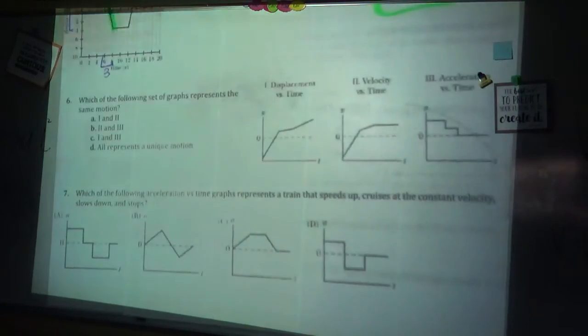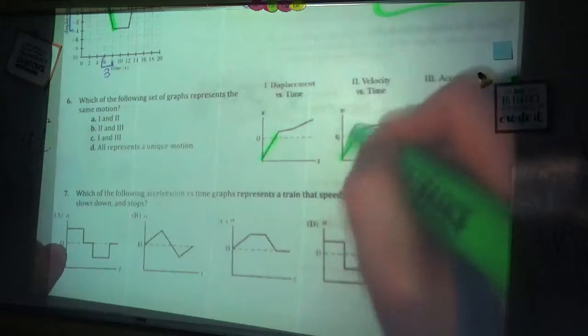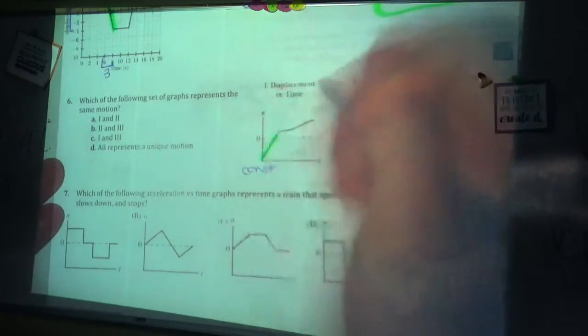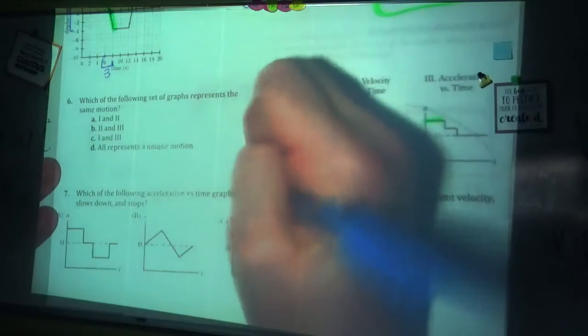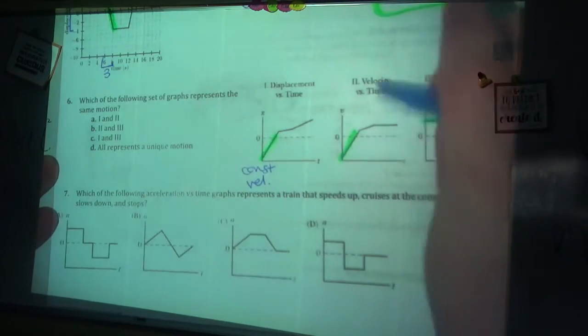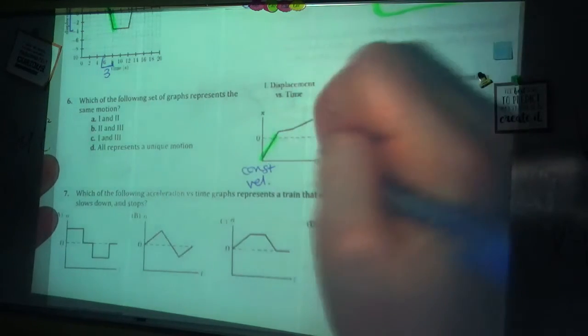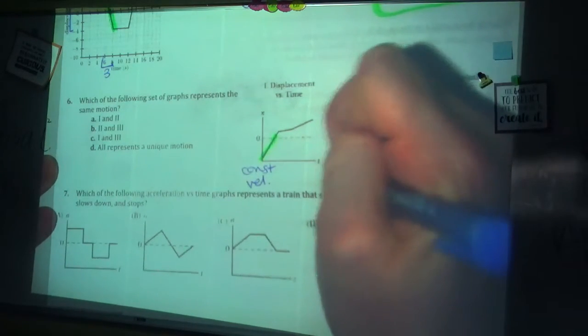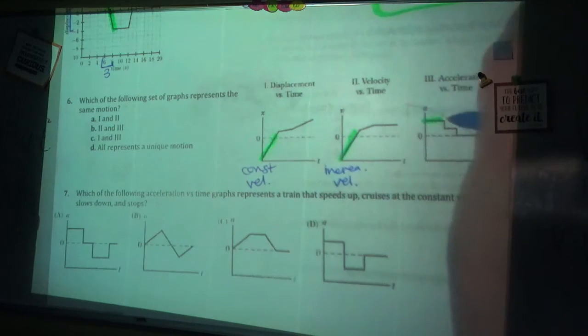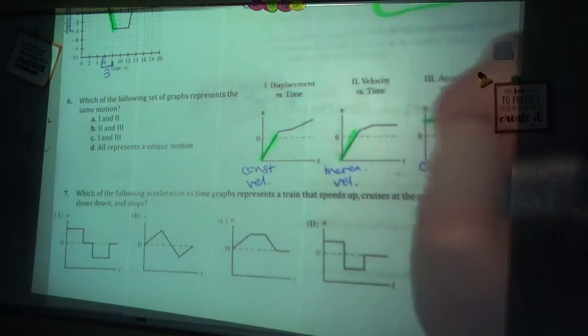Which of the following set of graphs represents the same motion? So what I did is I looked at just the first piece through each of them. So this one is straight going up, which means for a position graph or displacement graph, that's constant velocity. Now here, it was a velocity graph and it goes straight up. That means that it's increasing in velocity, which means it's getting faster. Here, it was flat, which means constant, and it was acceleration, so constant acceleration.